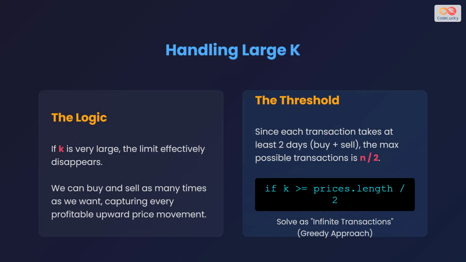Before we jump into dynamic programming, there is an important edge case. If k is very large, specifically if it is greater than or equal to half the number of days, the limit on transactions effectively doesn't matter. We can simply buy every time the price goes up. In this scenario, the problem reduces to the infinite transactions variation, which can be solved with a simple greedy approach in linear time.